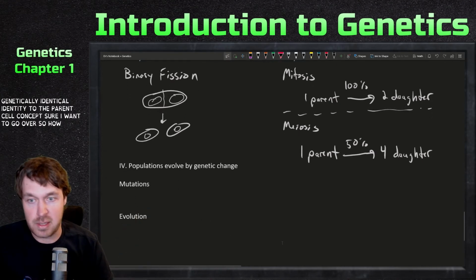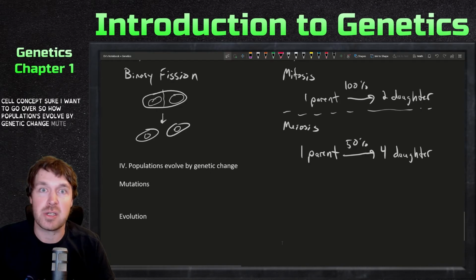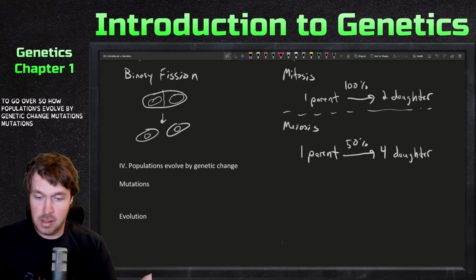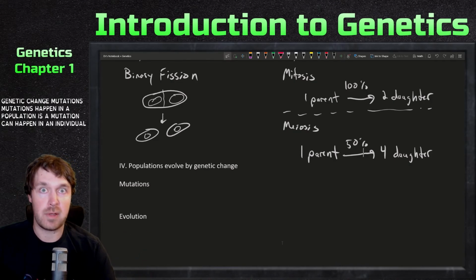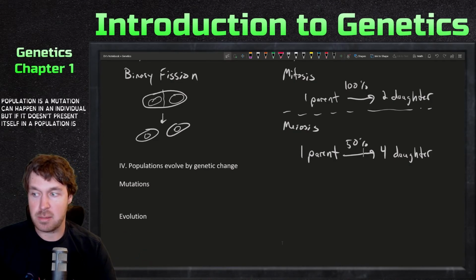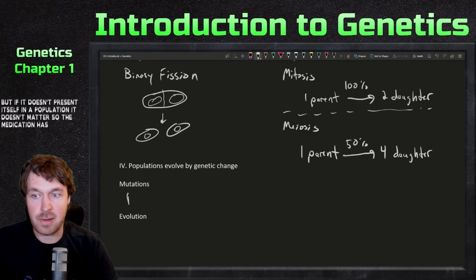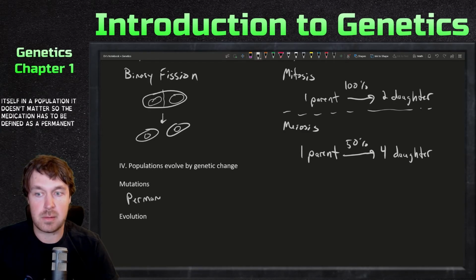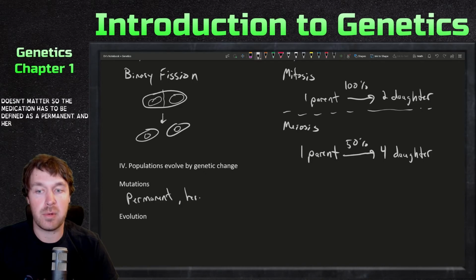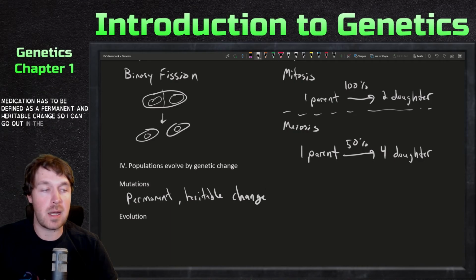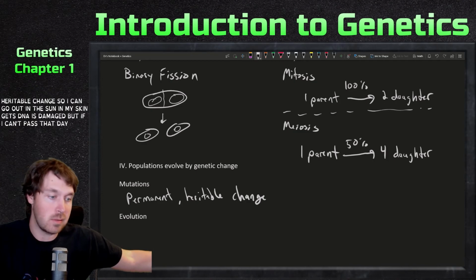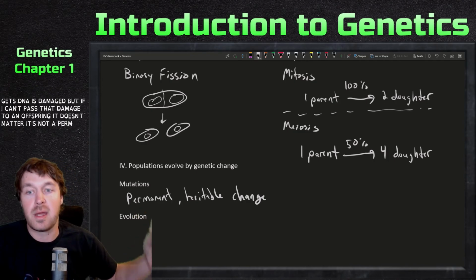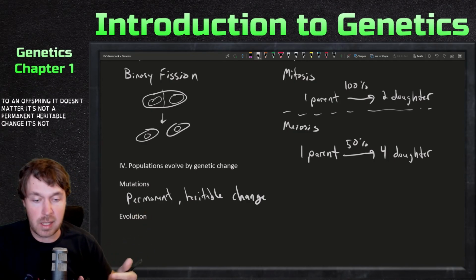All right, last little concepts here I want to go over. So how populations evolve by genetic change, mutations. Mutations happen in a population. So a mutation could happen in an individual, but if it doesn't present itself in a population, it doesn't matter. So the mutation has to be defined as a permanent and heritable change. So I could go out in the sun and my skin, DNA gets damaged, but if I can't pass that damage to an offspring, it doesn't matter. It's not a permanent heritable change. It's not something I can pass along.